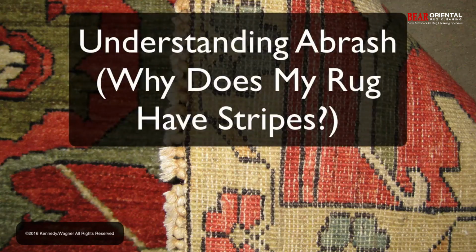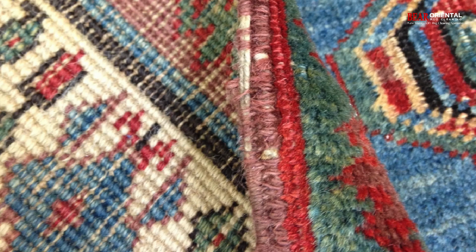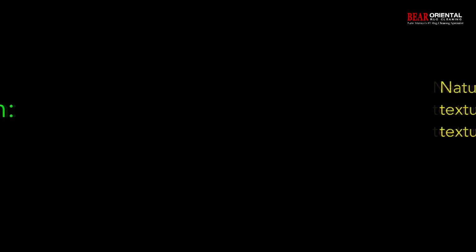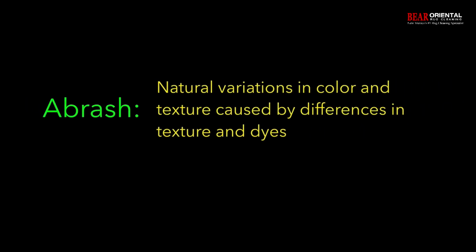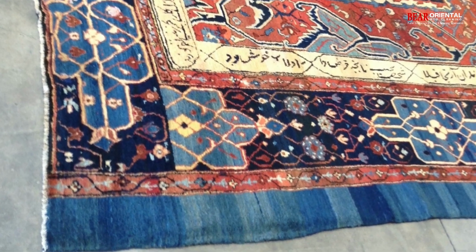One of the things that makes hand-woven rugs so beautiful is the visual texture of the rug. Part of this texture comes from the natural abrash of the rug. Abrash is a word that describes the natural color variations that occur between the various strands of wool used to make the rug. This causes a striped appearance in areas of the same color on a rug.